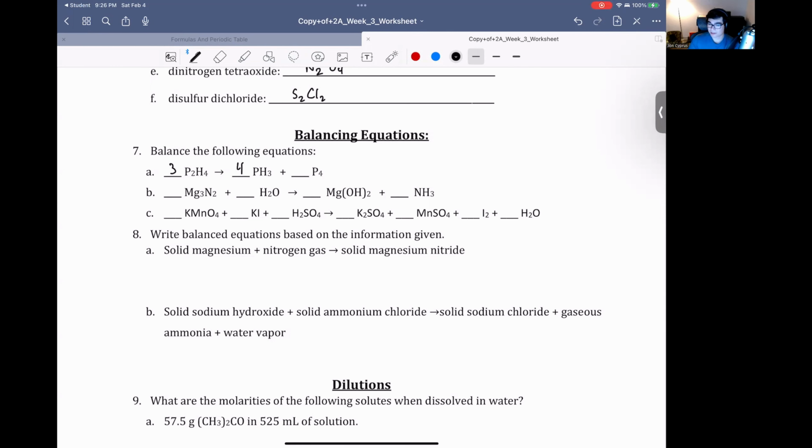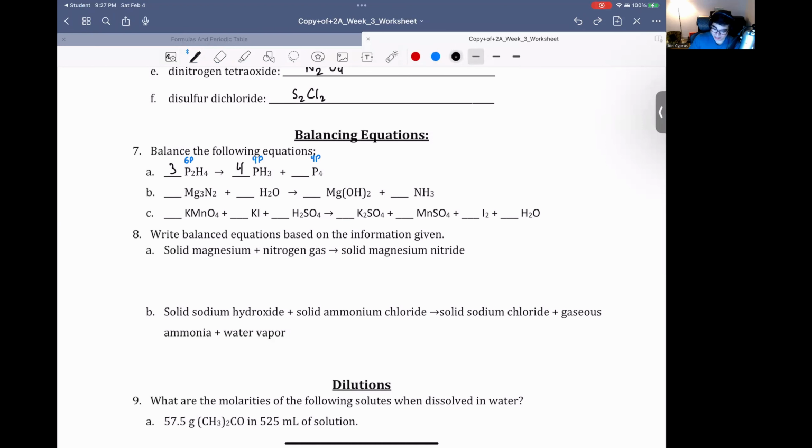Now let's worry about the phosphorus. So on the left here, I have 6 phosphorus. On the right, and let me write this down. There's 6 phosphorus over here. On the right here, I have 4 phosphorus from this one and 4 from this one. Now I can't change this one, right? This one's kind of locked in with that number that I put. So how do I get the correct number of phosphorus, right?